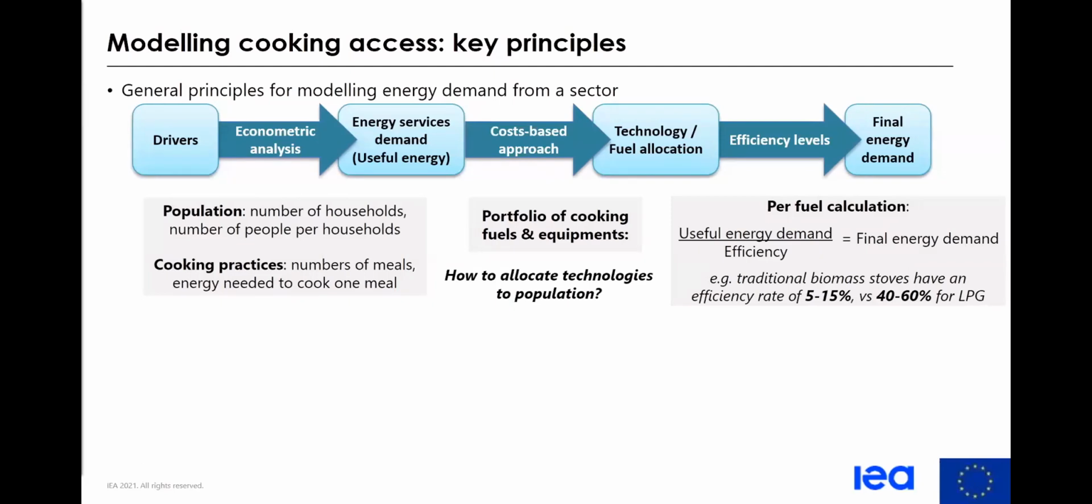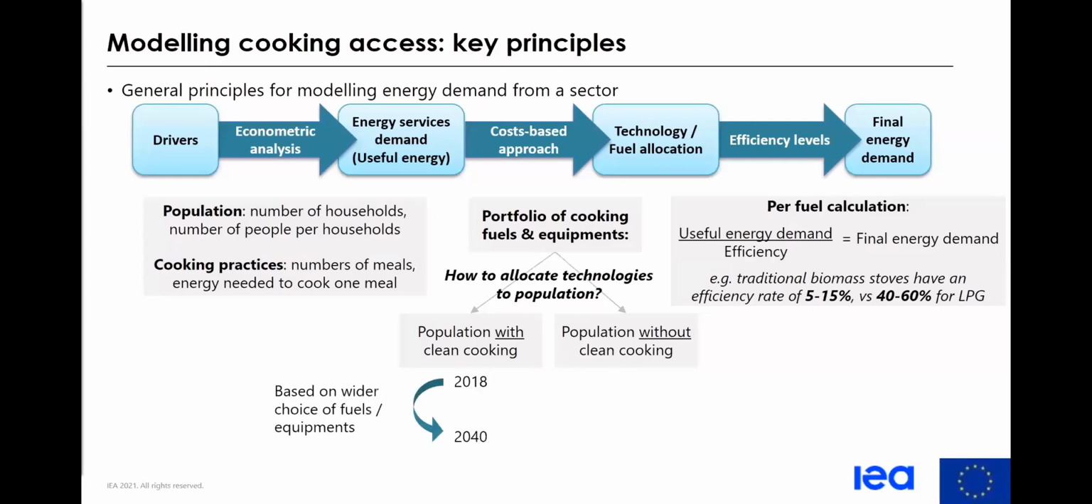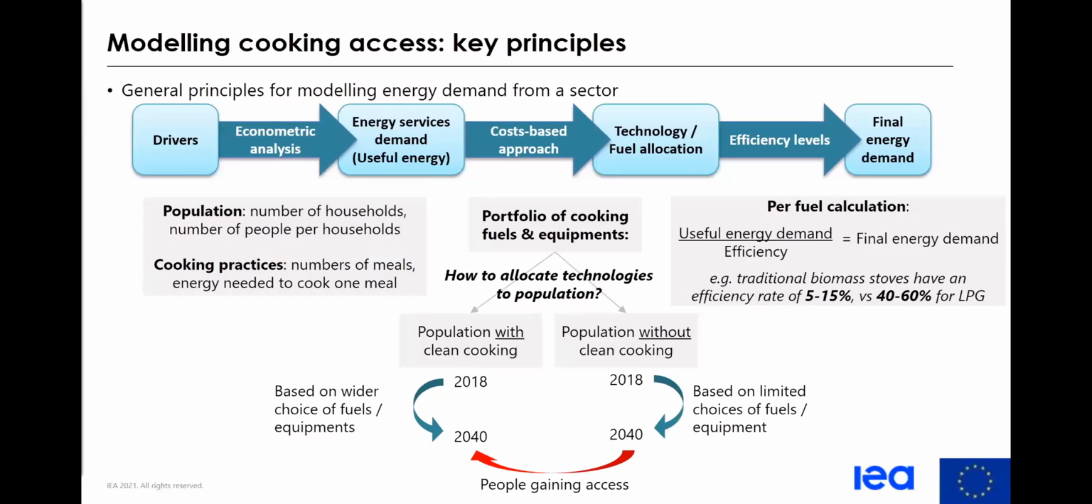The challenge here is how to allocate the technologies to population. First, not all households have access to clean cooking technologies. Therefore, we need to look at service demand separately for those who do and do not have access. For those who have access, there is a wider choice of technology and fuel based on fuel availability, cost, cultural preferences, etc. For those who do not have access, the choice is restricted and limited to the cheapest and free options and whatever fuel is available locally. Other options not available or not affordable, therefore they choose the traditional use of biomass, kerosene, or coal. We also need to look at how the number of people with and without access may change and what can drive this change.